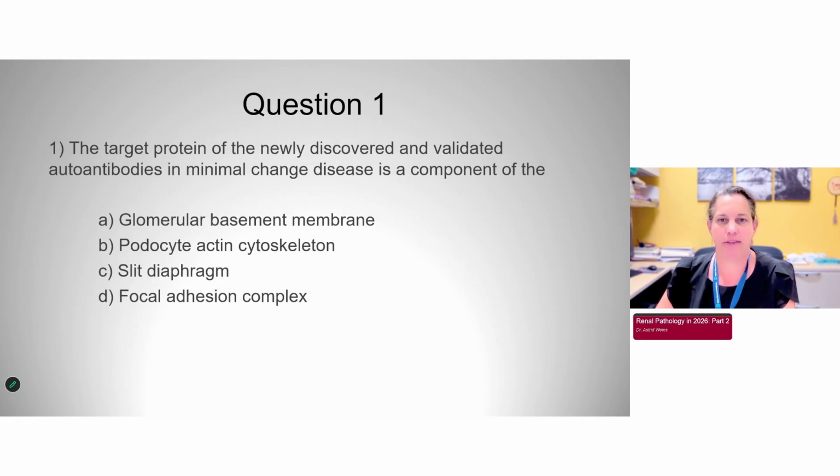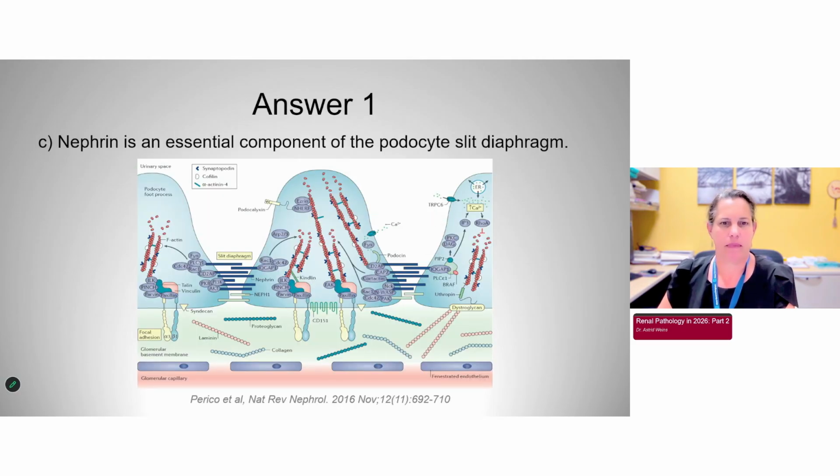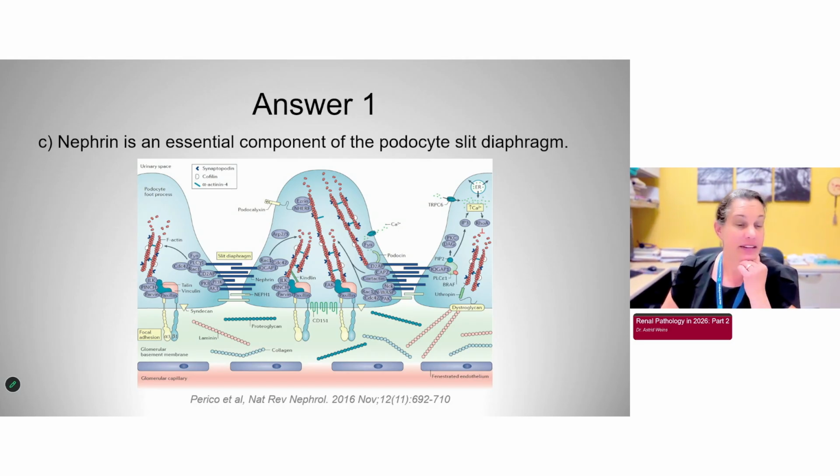Give it a few more seconds. Okay, and here's the answer. Nephrin, and that's obviously an essential component of the podocyte slit diaphragm complex, right? Not the actin cytoskeleton or any other area of the podocyte.